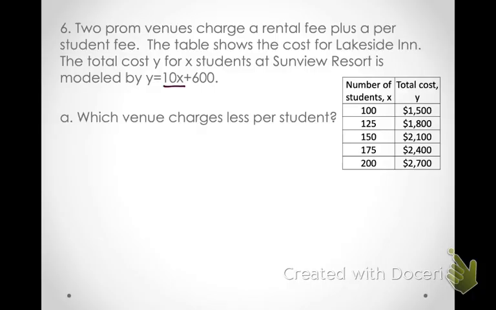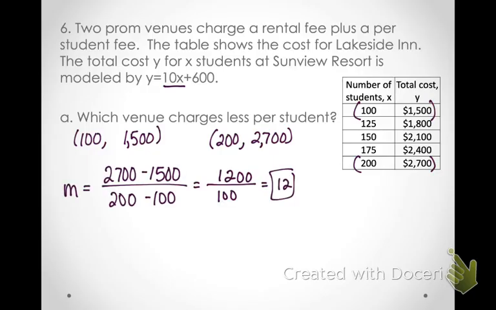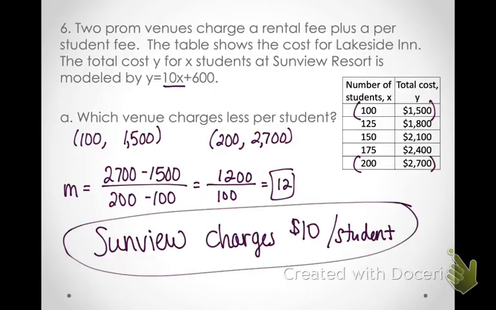Now we need to write an equation for Lakeside Inn from this table in order to see what their per student fee is. So let's just solve for the slope here. First of all, we're going to pick our two favorite points. I picked these two. You could pick a different two, but just pick any two. And find your slope. I found the slope for Lakeside Inn to be 12 dollars per student. So in this case, when it asks which venue charges less, the answer would be Sunview charges less because they charge $10 per student.